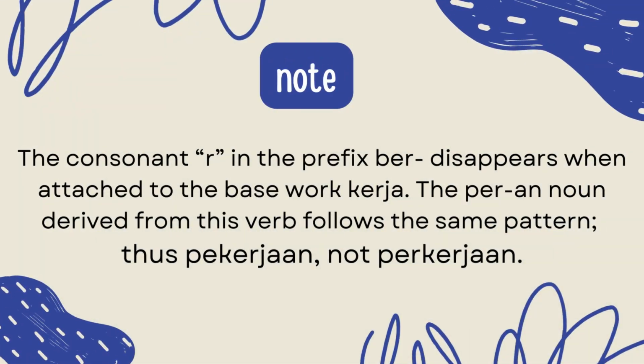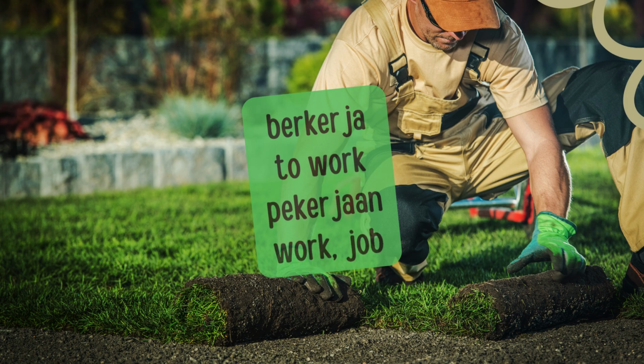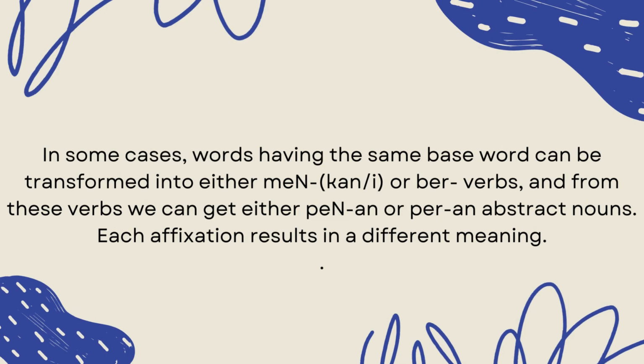Note: the consonant R in the prefix ber disappears when attached to the base word kerja. The per-an noun derived from this verb follows the same pattern, thus pekerjaan, not perkerjaan. Bekerja, to work. Pekerjaan, work, job. In some cases, words having the same base word can be transformed into either meng-kan/i or ber verbs. And from these verbs we can get either pen-an or per-an abstract nouns. Each affixation results in a different meaning.